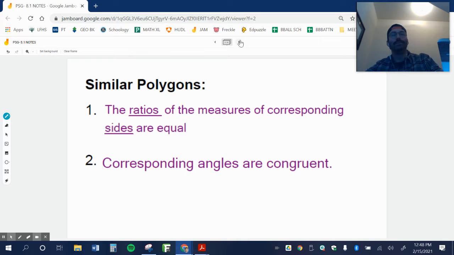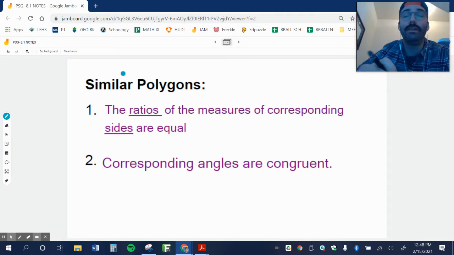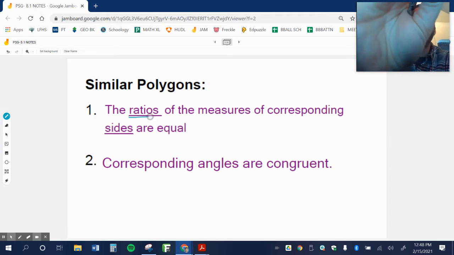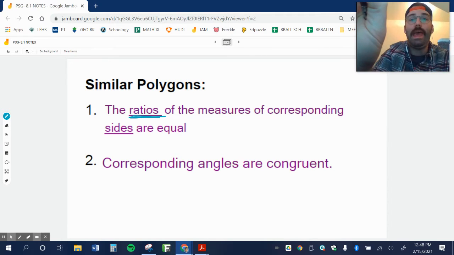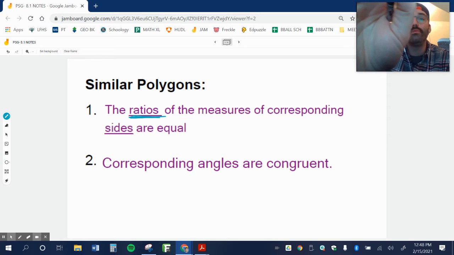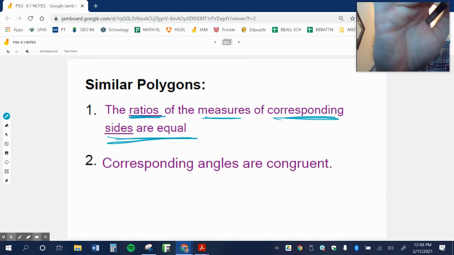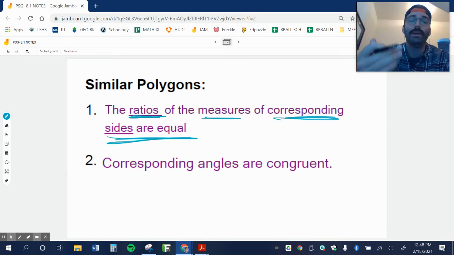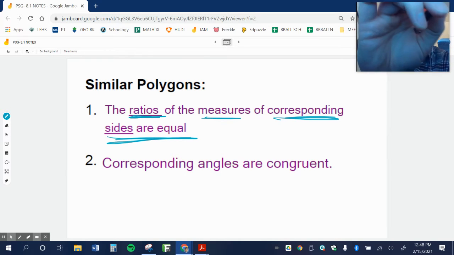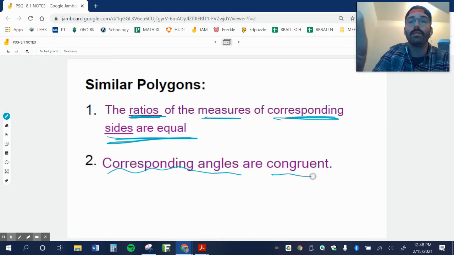All right, so here's what makes similar polygons actually similar. Here's how we know. The first characteristic that they have to have is that the ratio of the measures of their corresponding sides are equal, and we'll talk about what that means in the next slide, and their corresponding angles are congruent.